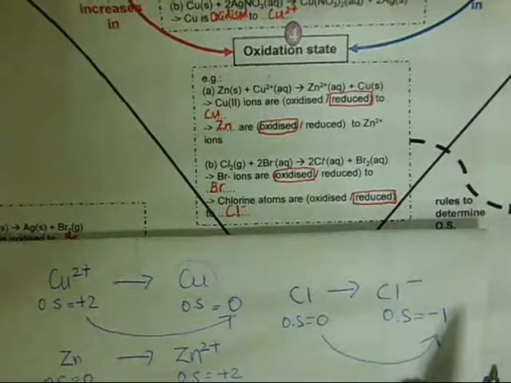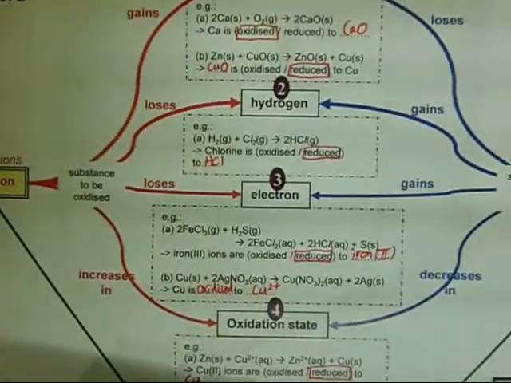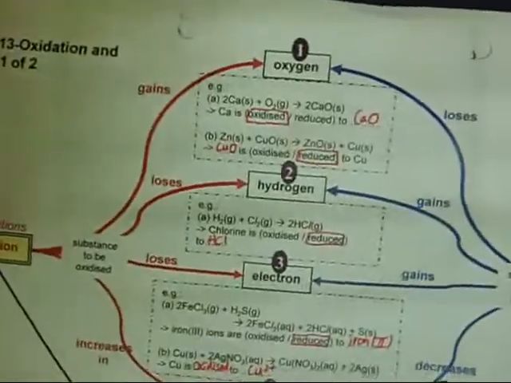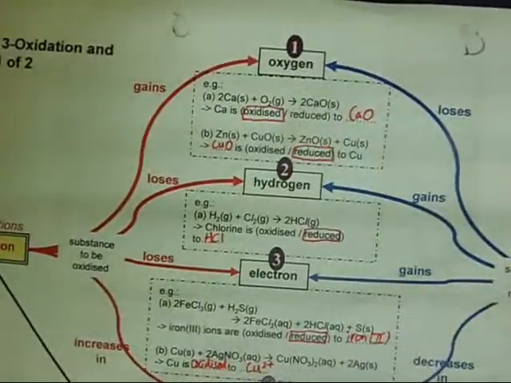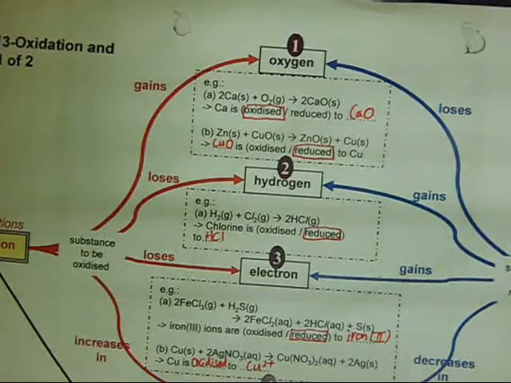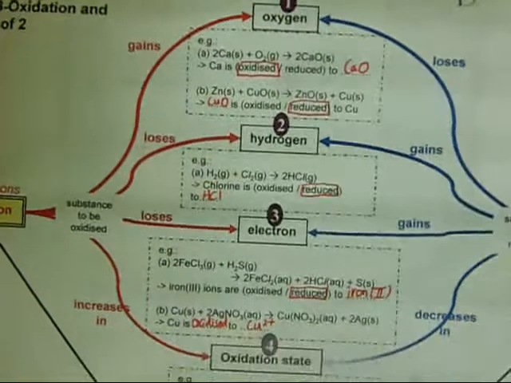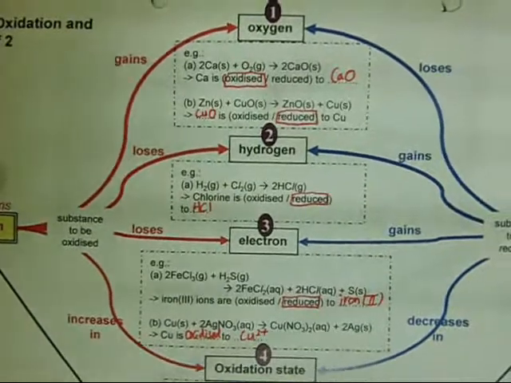So there are many ways. There are 4 ways basically to look at whether a substance is oxidized or reduced. Certain questions you can use more than one method to look at it, whether it's oxidized or reduced. Alright, so these are the 4 definitions that you need to get yourself familiar with.